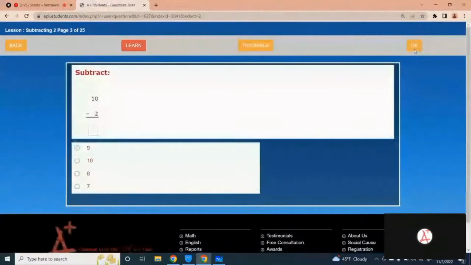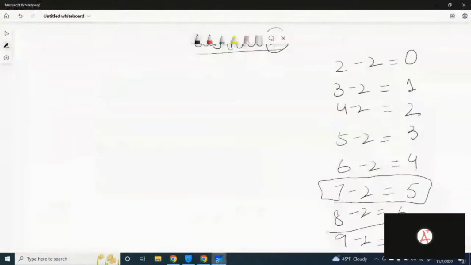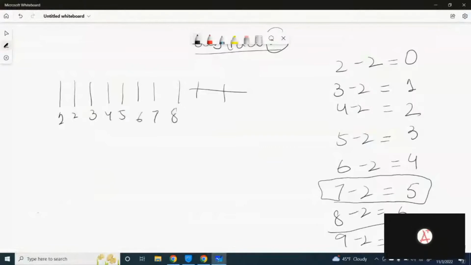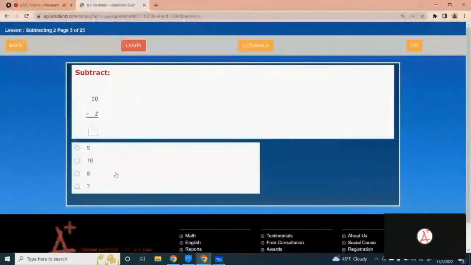Okay, then you have 10 subtract 2. So 10 subtract 2 is... 10 lines. 1, 2, 3, 4, 5, 6, 7, 8, 9, and 10. Now remove 2 of them. Just count the leftover lines. Got it? You have 1, 2, 3, 4, 5, 6, 7, 8. So 10 take away 2 is 8. Got it? 10 take away 2 is 8.